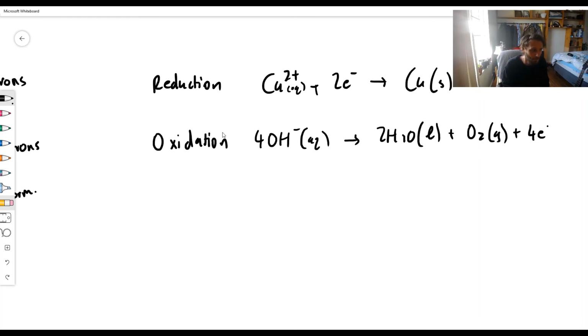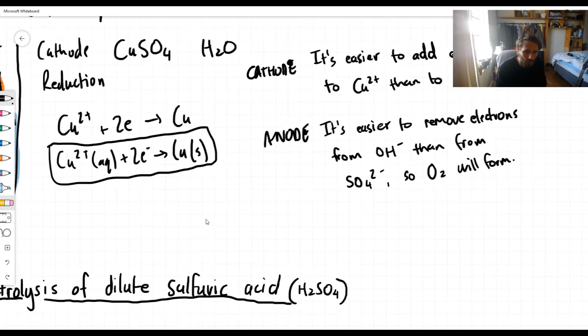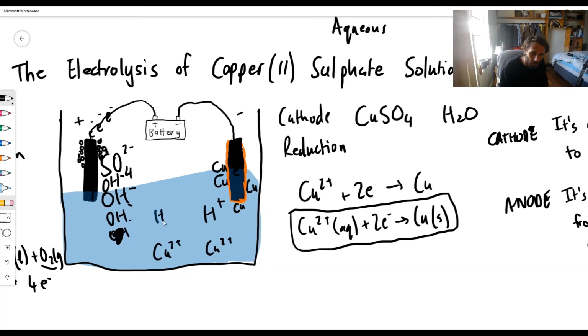Okay, so what's going to end up left in the water? Well, if you have a look at it, what ions were left behind? Remember, initially we had some H plus ions, we had some copper 2 plus ions, we also had OH minus ions, and we had SO4 2 minus. So what's going to be left behind is a whole bunch of H plus ions, and that's going to make quite an acidic solution.